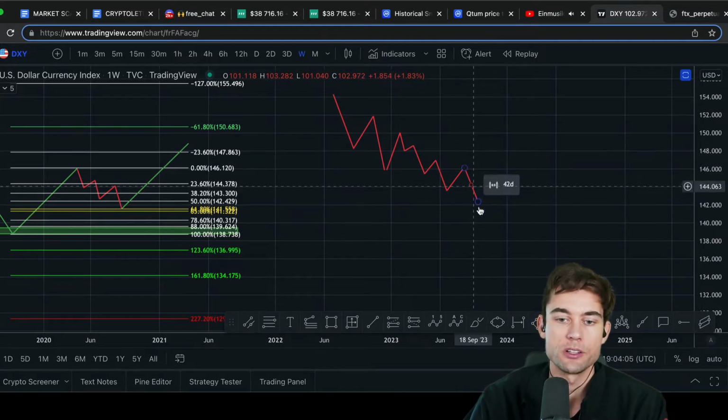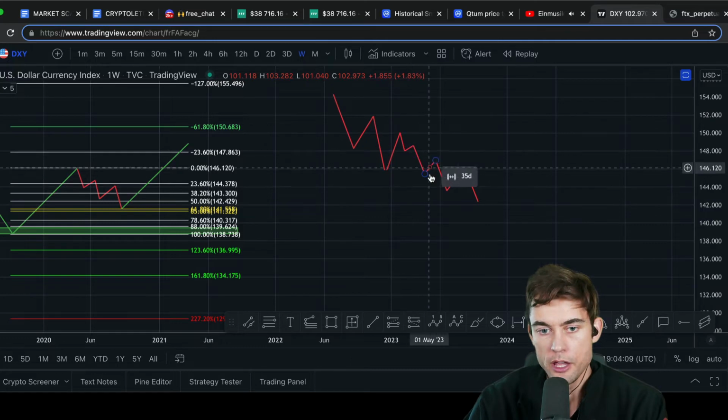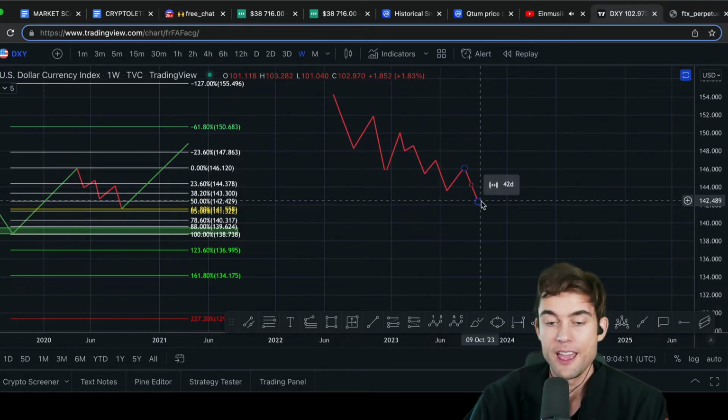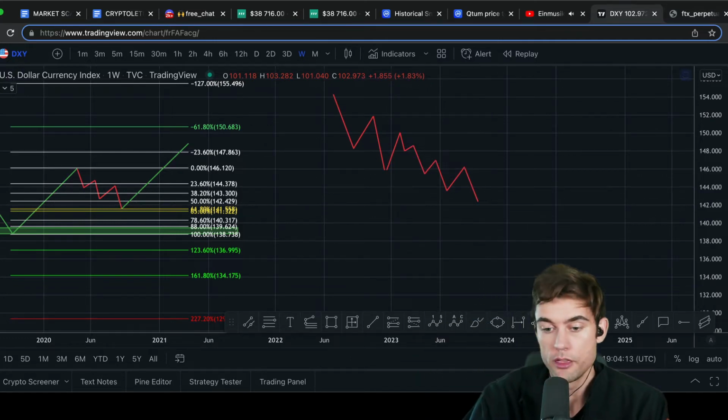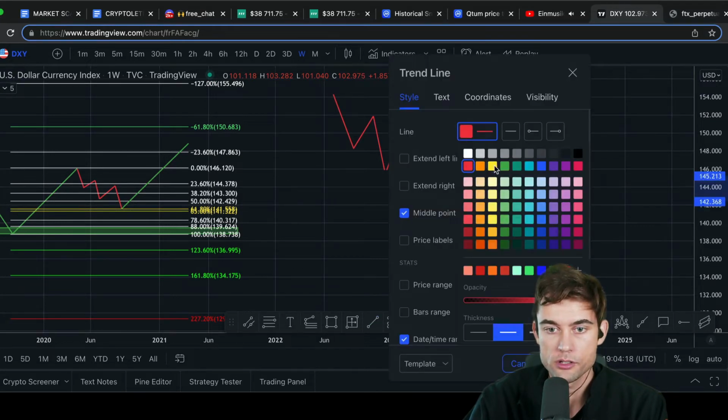Because you don't want to just keep on shorting. Let's say you short here, you short here, you short here. You just keep on shorting, you make a whole bunch of money shorting. But then what happens is it starts turning around, right? And you start to long.